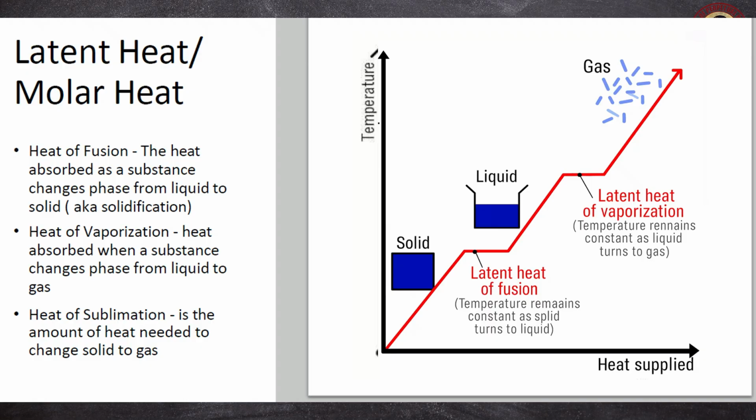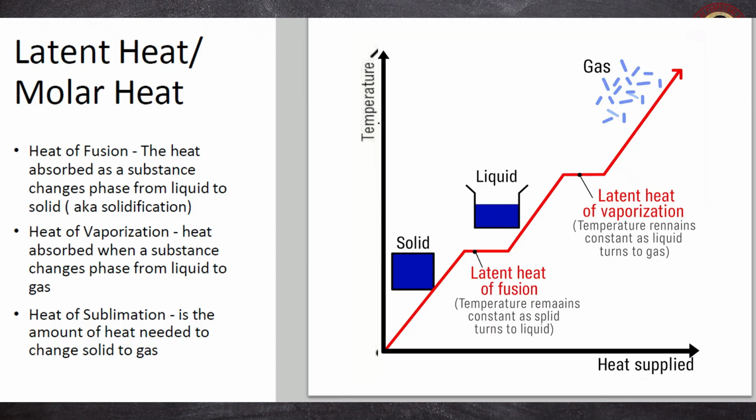Notice in the graph, the flat lines show where temperature stays steady. That's the power of latent heat. Energy is being absorbed or released, but it's all used for changing the phase, not raising the temperature. In pharmacy, this principle is crucial during lyophilization or freeze-drying, where we remove moisture from drugs using sublimation under controlled pressure and temperature.